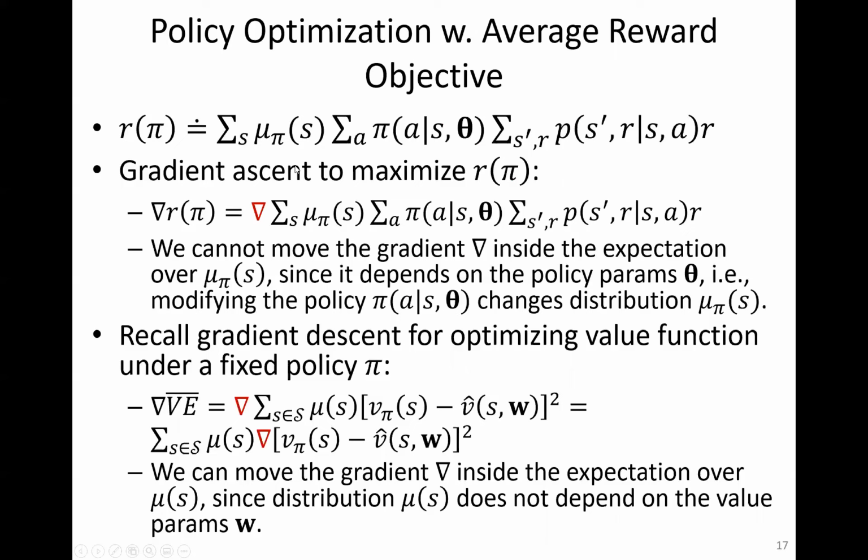So you take the gradient of this definition of average reward, and then you're stuck here. You cannot move the gradient inside the expectation over mu pi, since it depends on the policy parameters theta. So modifying the policy pi changes the distribution mu pi.